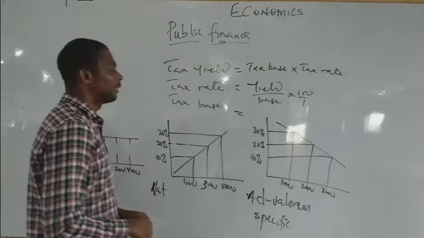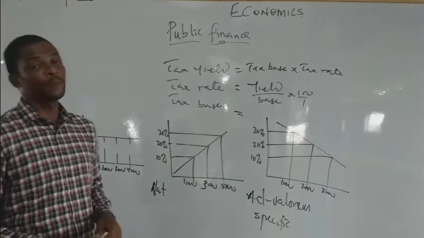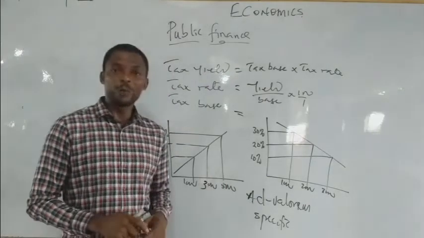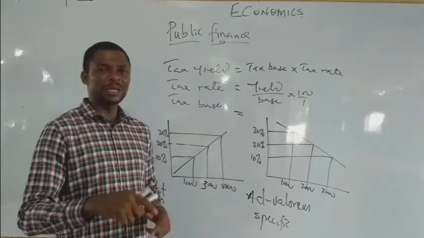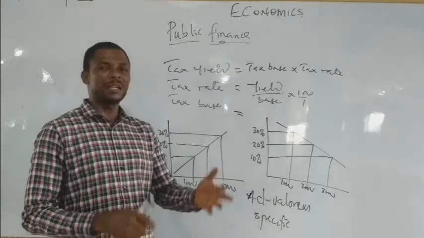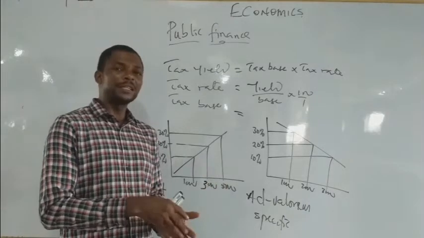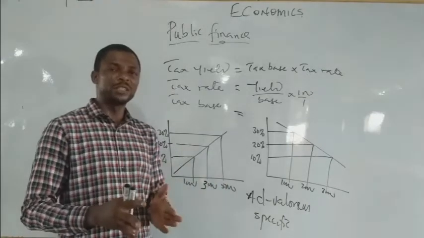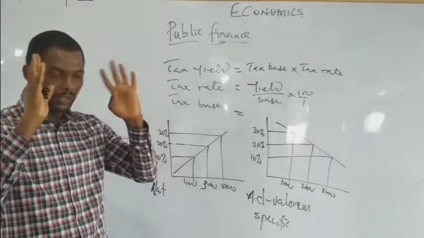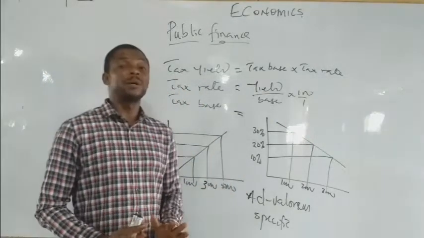Now, what about if it is inelastic? If government imposes tax on a commodity that is inelastic in nature, who bears the burden? Of course, inelastic means I don't have a choice. Or let me put it in a better perspective. Inelastic is a situation where an increase in the price will lead to little or no change in the quantity of goods demanded.